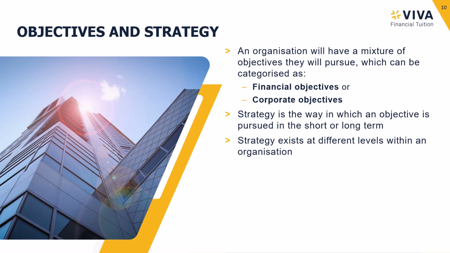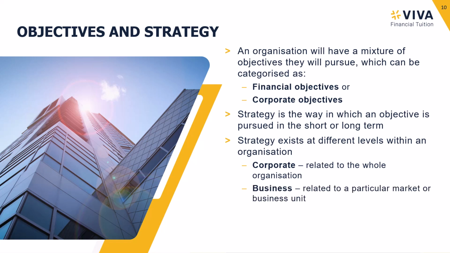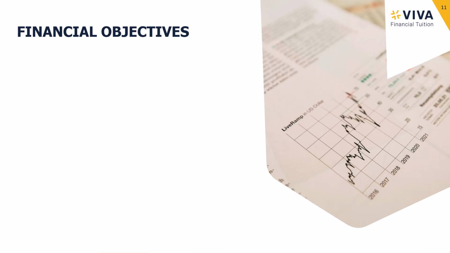Now, this strategy has to be broken down, and it can be broken down into 3 different levels within an organisation. You could have a corporate strategy, and a corporate strategy relates to the whole organisation. A business strategy will relate to a particular market or a particular business unit. And your operational or functional objectives will relate to a specific department. Now, let's look at each of these in turn in a bit more detail.